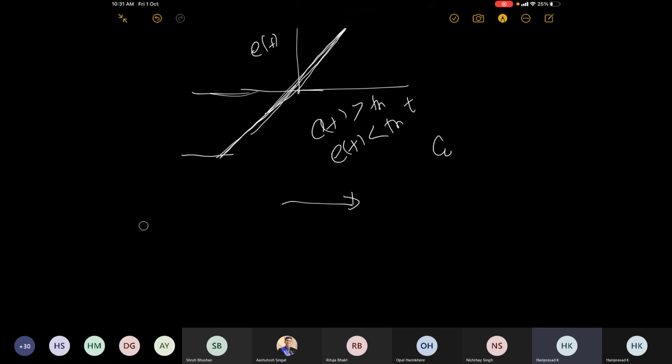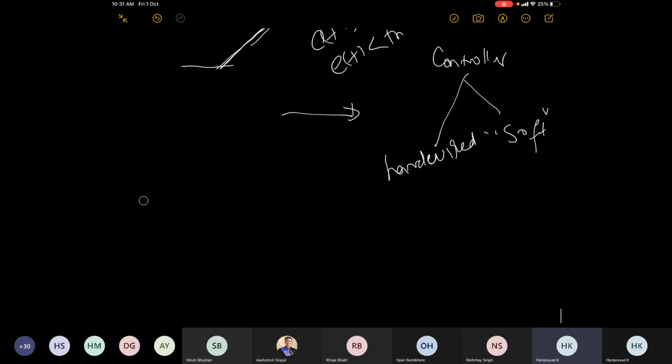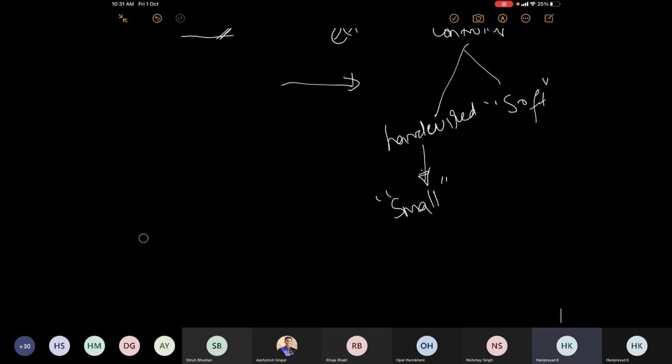So see, these controllers could be assigned. If you recall previously, either this controller could be hardwired or soft. Software means that some computer would do this job. For a smaller control loop, it would most likely be hardwired. So how do you do this hardwiring? We will see that. So you can use electronic circuits.